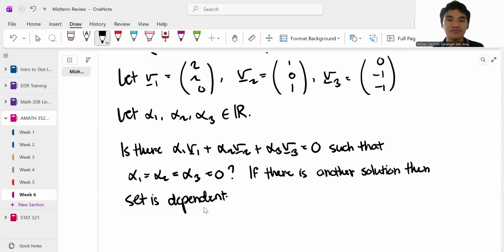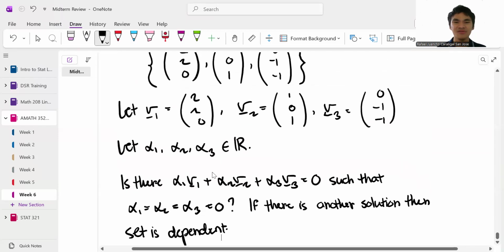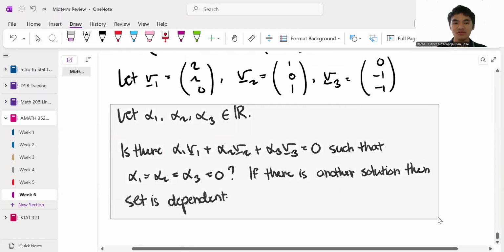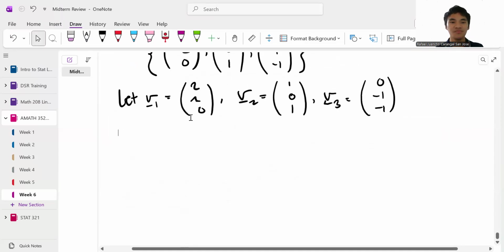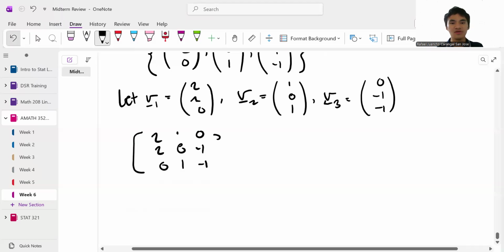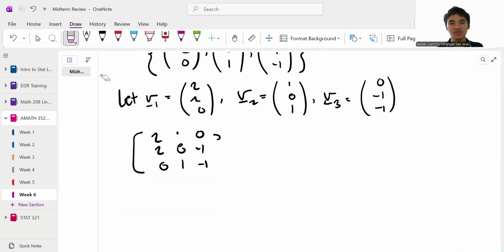So let's try. How I would do this though, I would just do some linear algebra, Gaussian elimination, see what works. But that's the idea. So let me just do it. We have 2, 2, 0, 1, 0, 1, 0, negative 1, negative 1. I would convert it to an augmented matrix. This is something that wasn't taught in this course, but we are allowed to use it as long as we know how to do it.